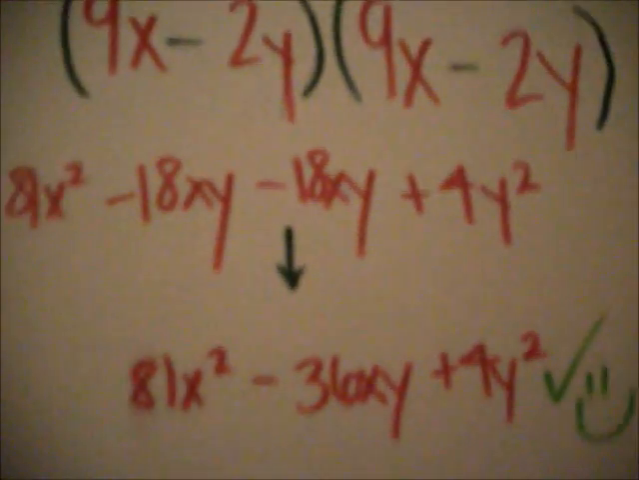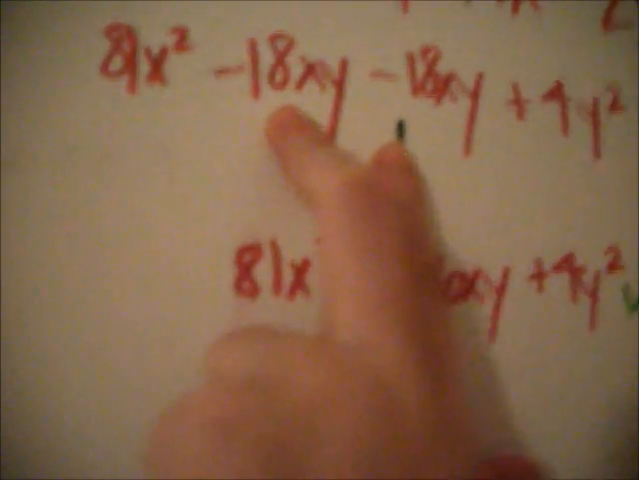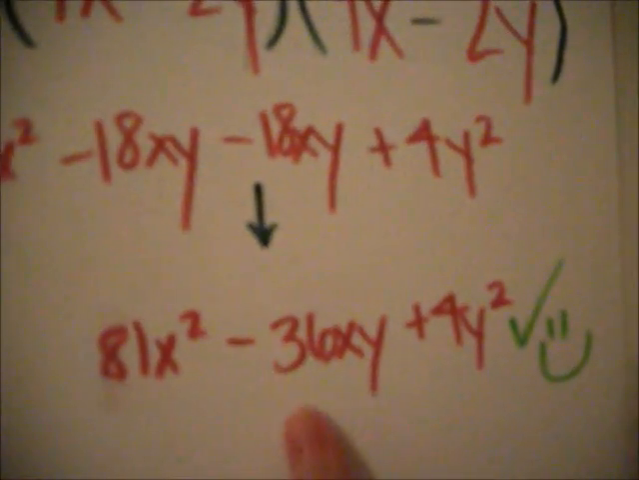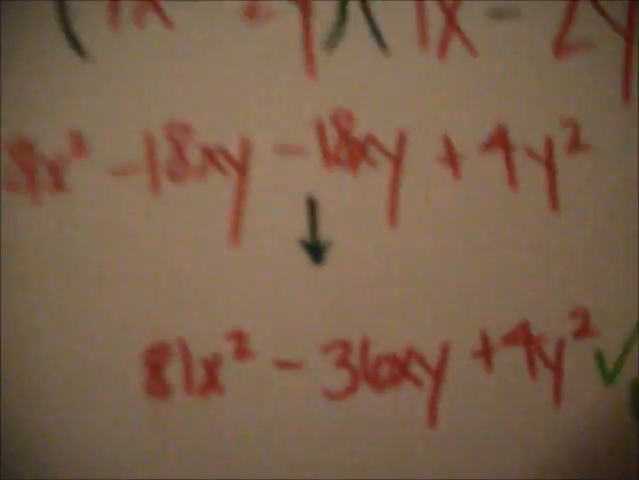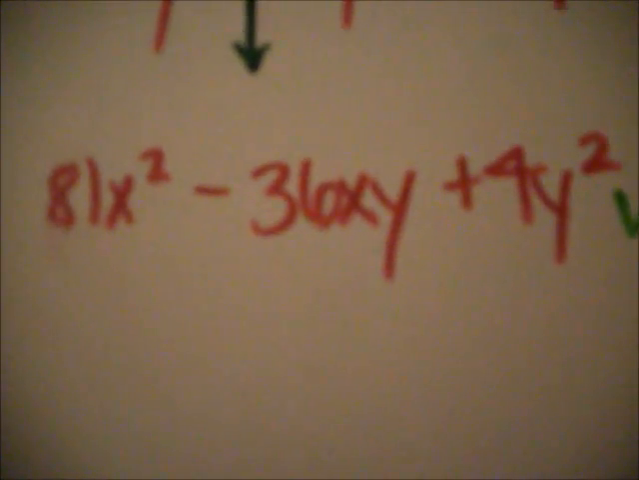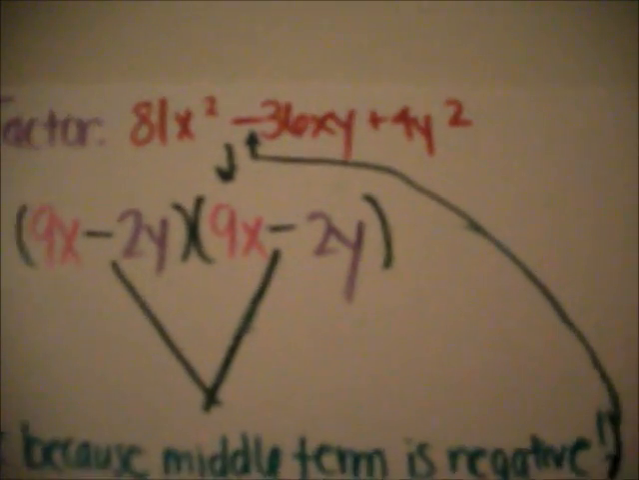positive 4y squared. Simplifying this, you would bring down the 81x squared. These two terms have the same variables and constants, so you would combine like terms, and it simplified to negative 36xy. And this would be brought down as 4y squared. And if you look at this end result and compare it to the original problem, it's the same. And that's how you do this problem.